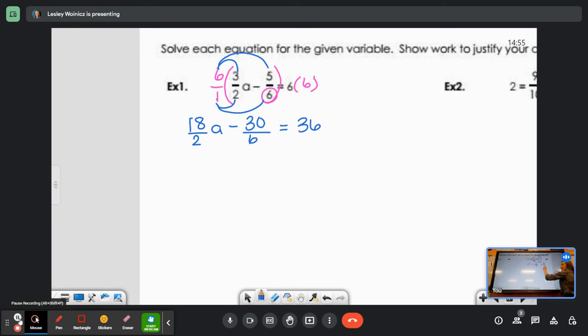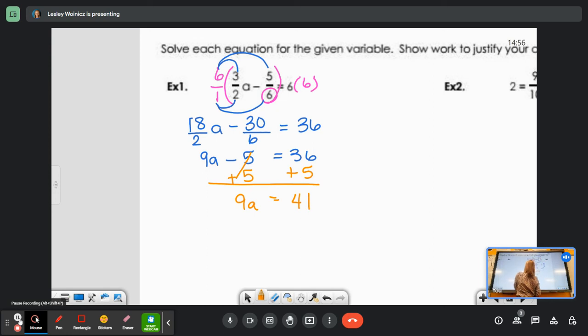So what's 18 divided by 2? 9. Bring down the A, bring down the minus. 30 divided by 6? 5. Now, look at how friendly that looks. So friendly. All the fractions are gone. You're welcome. Thank you. All right, so now I'm going to add 5 to both sides to get rid of the negative 5. That gives me 9a equals 41.